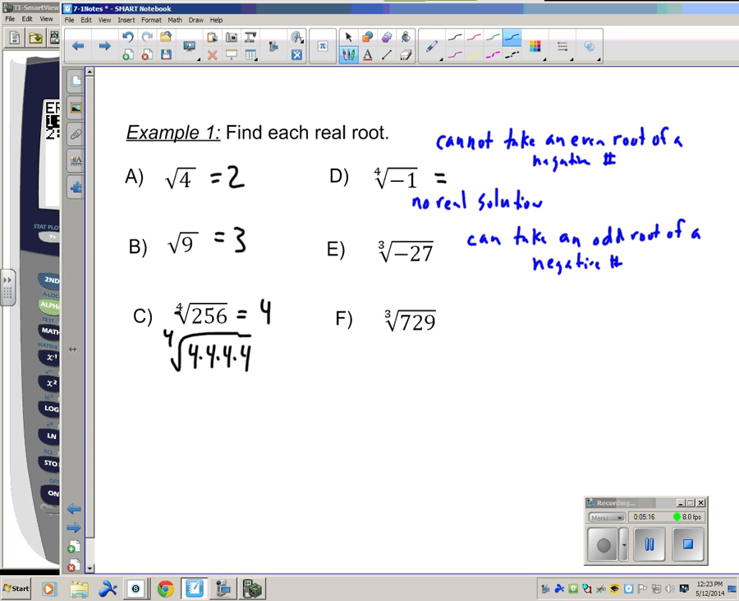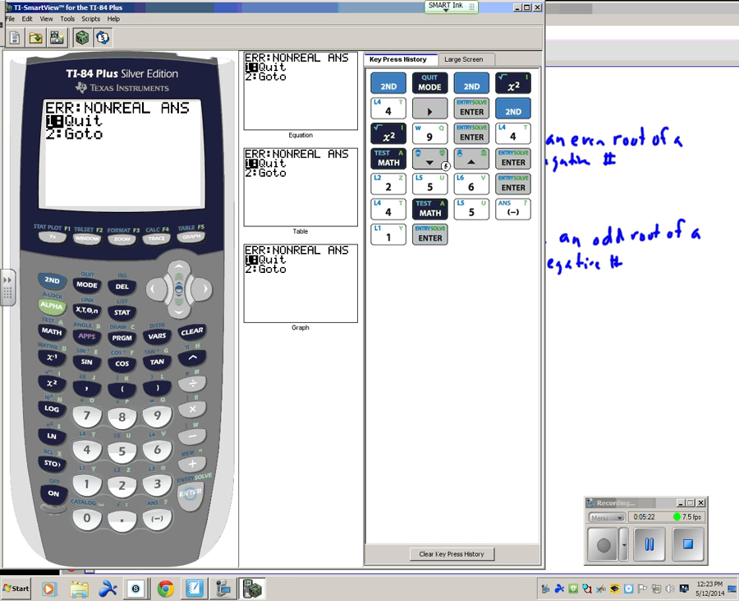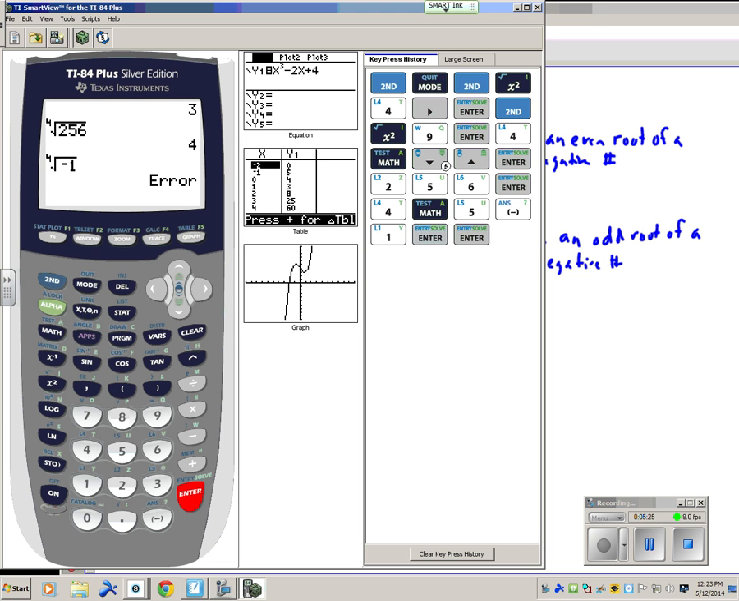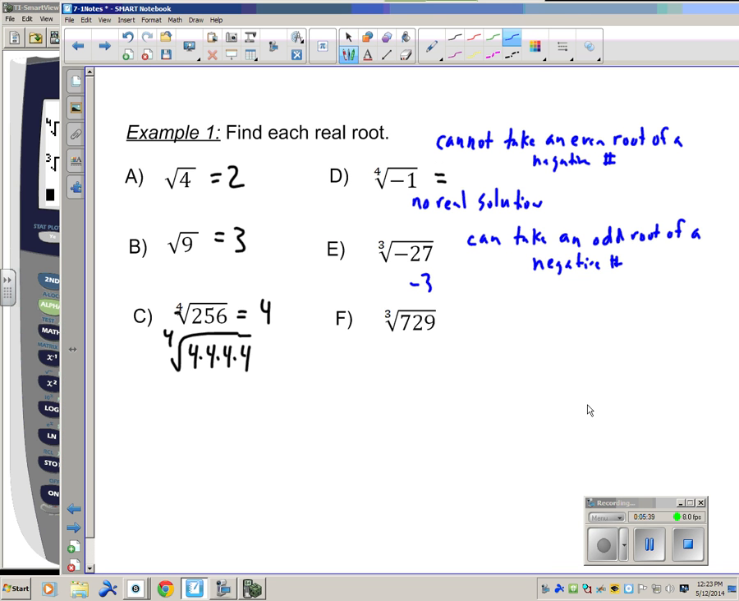So if I punch in the third root of negative 27, on this one here, I can just do math and go down to third root, which is number 4. And I can put in negative 27. I'm going to get negative 3. And that's because underneath here, I can take negative 3 times negative 3 times negative 3 and multiply. Negative 3 times negative 3 times negative 3 is negative 27. And you can take the third root of that.